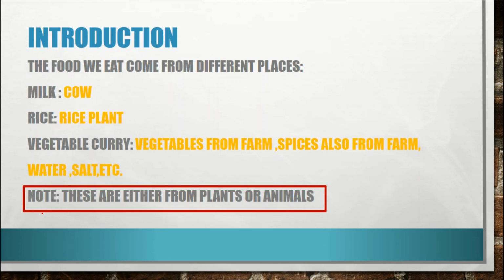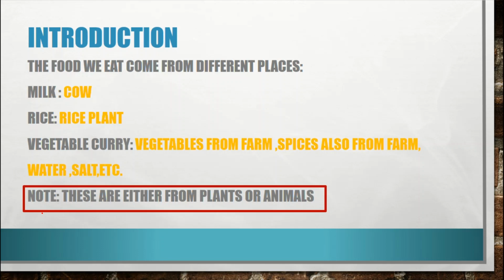Now, where does the milk come from? Cows. Even some of them drink goat milk. In deserts and such places, they will drink camel milk, but most of them drink cow milk, so cows.